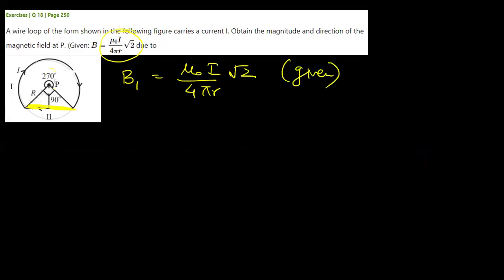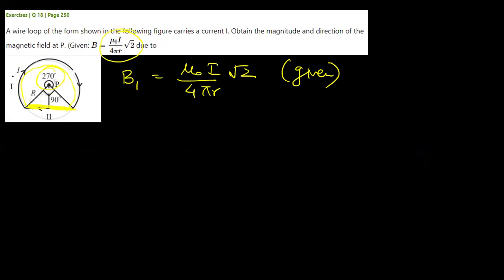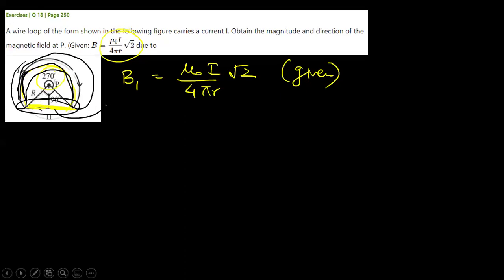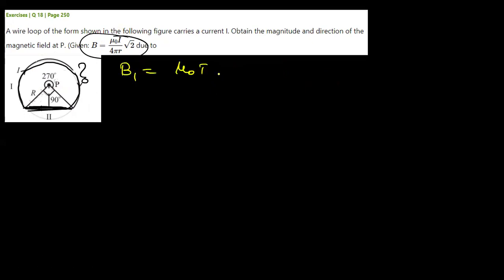I need to find it for the remaining part, the circular arc which covers an angle of 270 degree. For this arc, I need to find the magnetic field. So B1, I will rename it, is mu naught I root 2 upon 4 pi r. This is given to us in the question. I need to find B2 and the total. Actually, I need to find the total. So first, let us find B2.